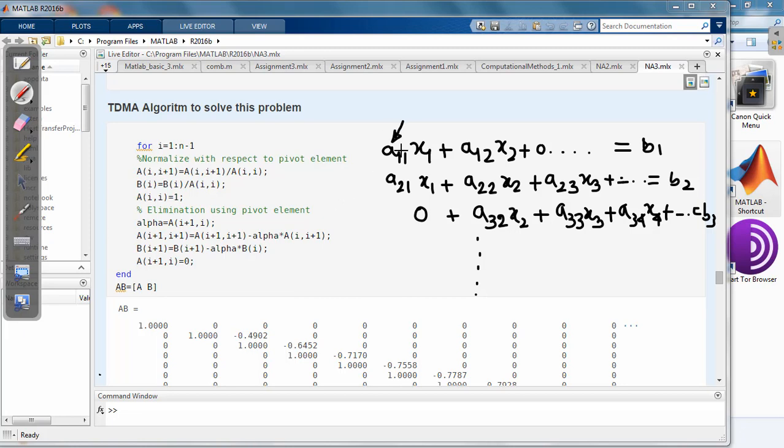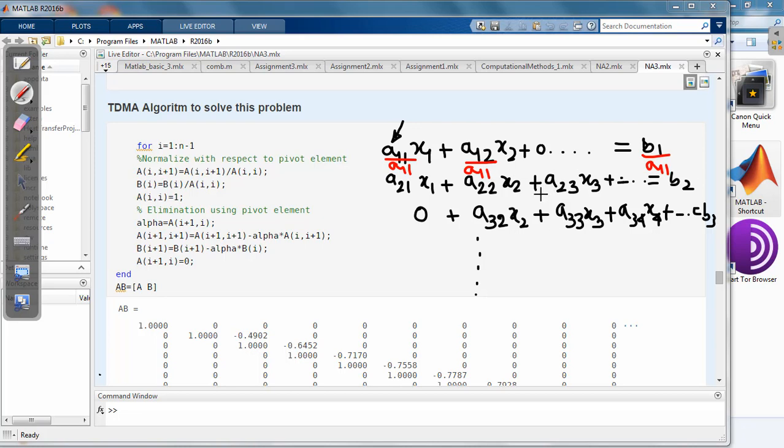So which one is the pivot element? A11 is the pivot element. So the first step is that you just simply divide with the pivot element. So all the terms, if you divide with the pivot element, then this is the first step. You divide by the pivot element.